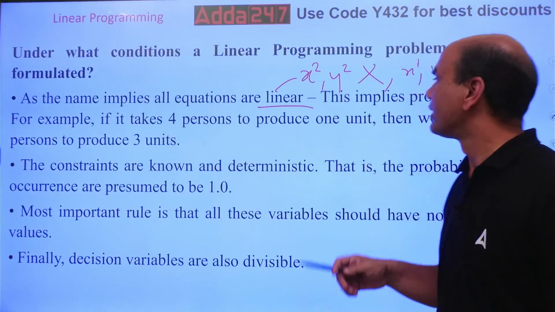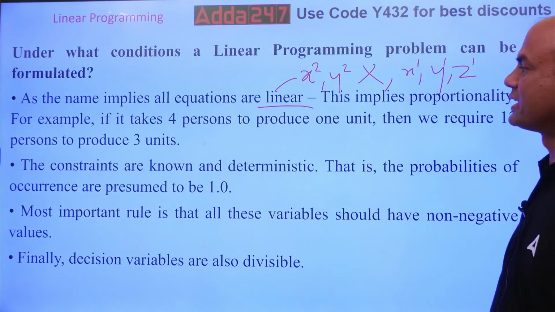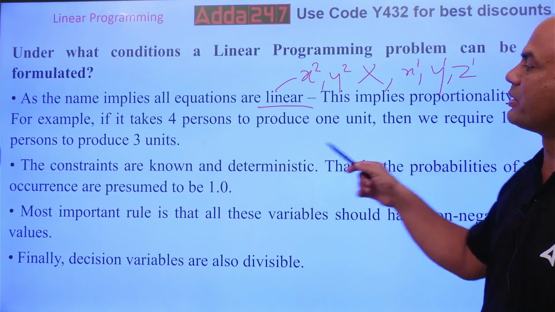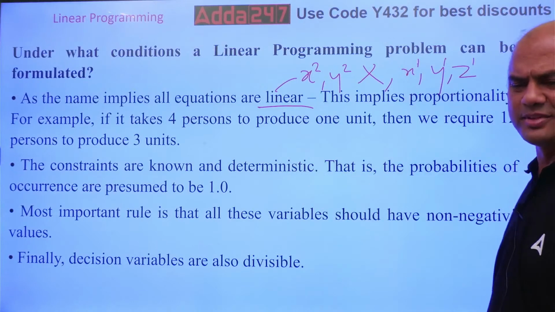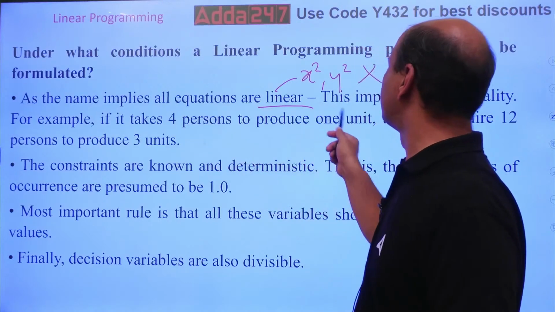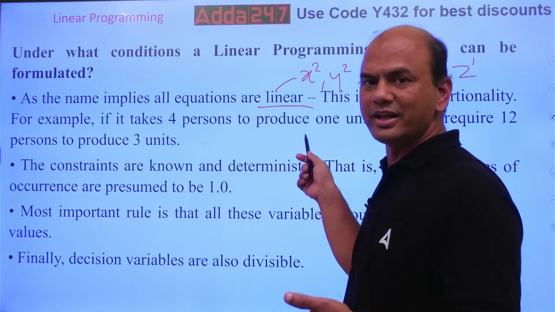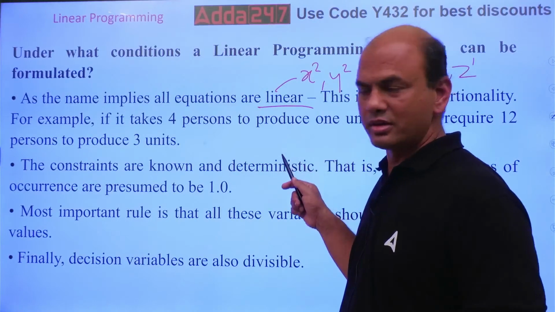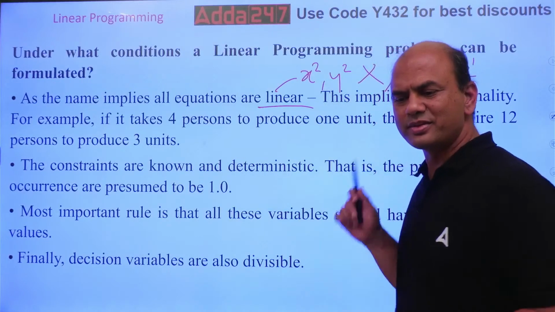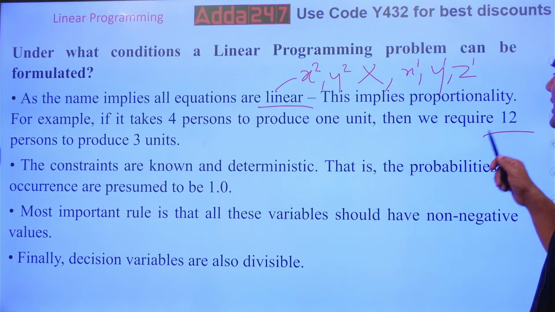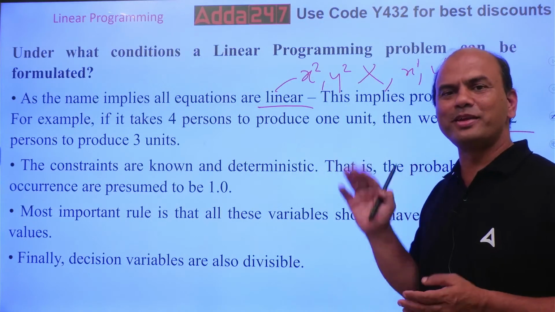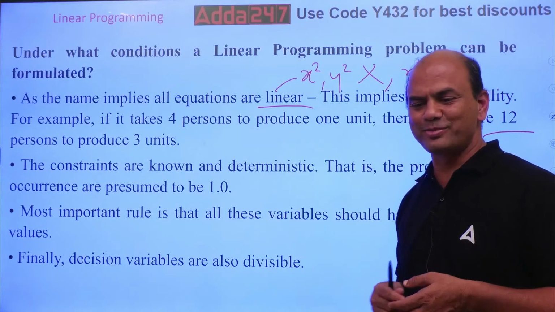Simple. This implies proportionality. For example, if it takes 4 persons to produce 1 unit, then we require 12 persons to produce 3 units. This is a simple equation, isn't it? 4 persons can build a wall in 1 day, or can build 1 wall. So if I want to build 3 walls, how many persons will be required? 4 3s are 12. Right? So this is linear. You will say, what is this equation, sir? Sir, this is an example of LPP. Okay, simplest example of LPP.